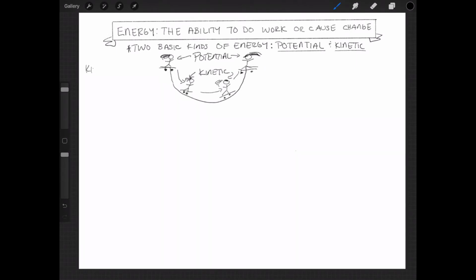So what exactly is kinetic energy? Okay. Kinetic energy is the energy an object has due to its motion. Right? Oops, that's not spelled right. Motion with an N. All right, motion.